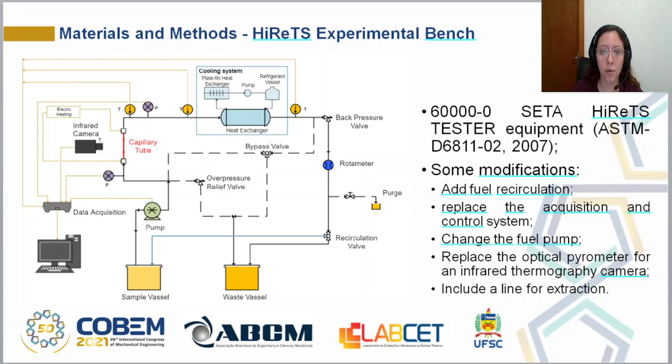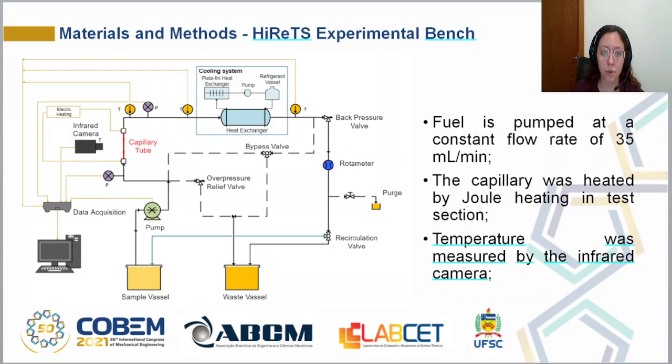The HIRET experimental bench was HIRET test equipment with some modifications that include a recirculation line and changes in the acquisition and control system. When the test runs, the fuel is pumped at a constant flow rate of 35 ml per minute. The capillary was heated by Joule heating in the test section to maintain the exit flow temperature constant. External capillary wall temperature was measured by an infrared camera.